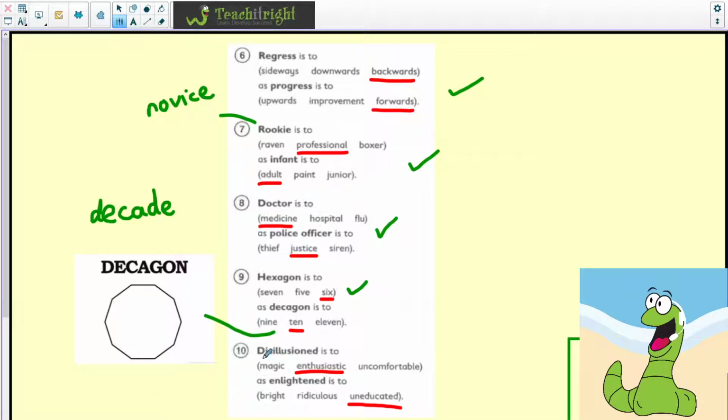And the last one, disillusioned and enthusiastic. So these words are opposites. Enlightened and uneducated. So hopefully you did really well on those. Some of those are quite tricky, and I think it really is about trying to build up your vocabulary. That's the most important thing.